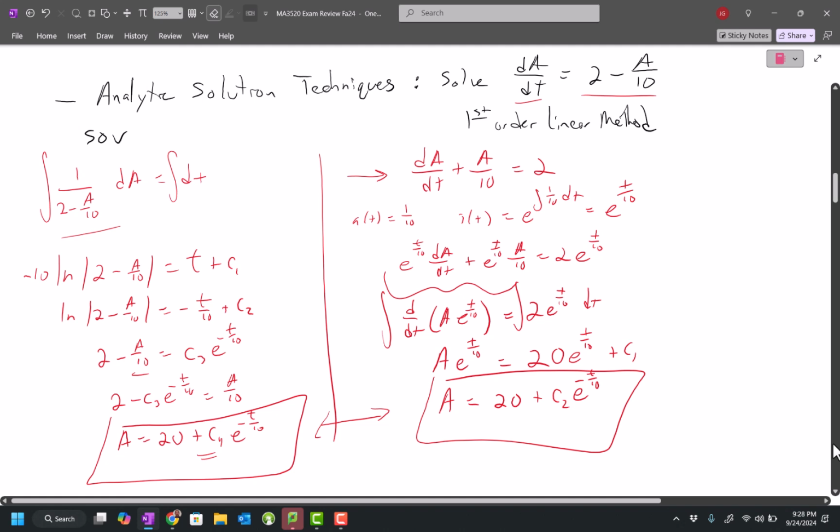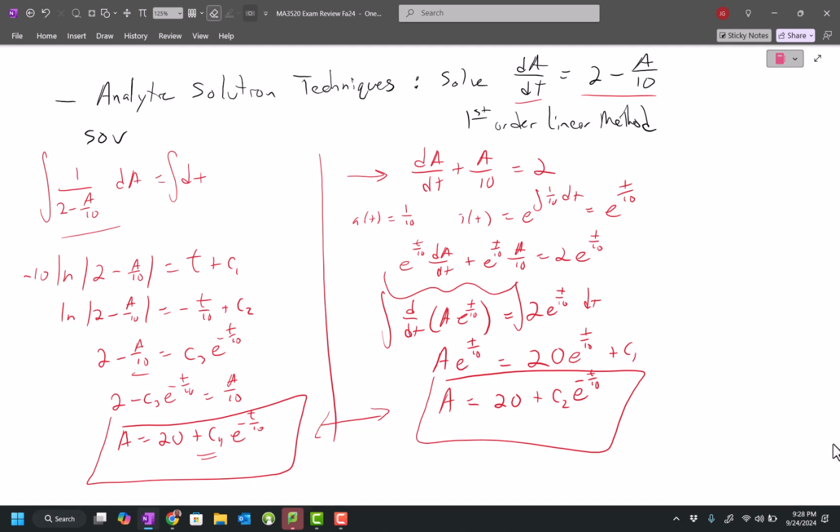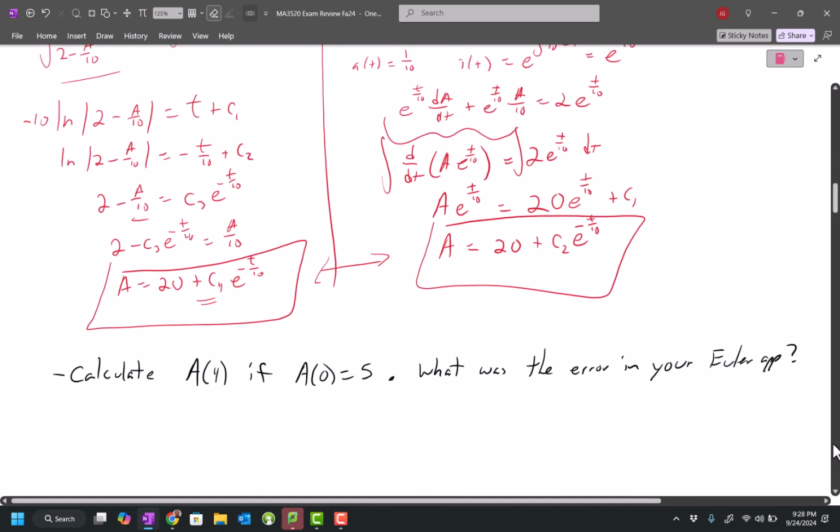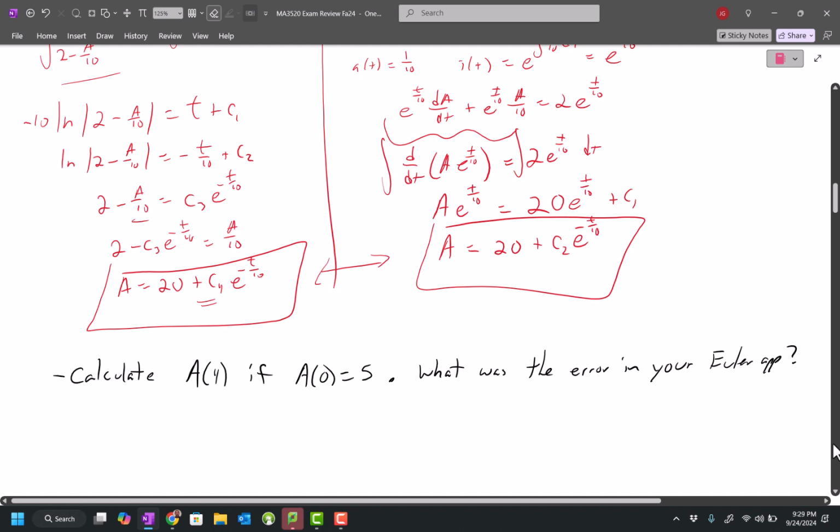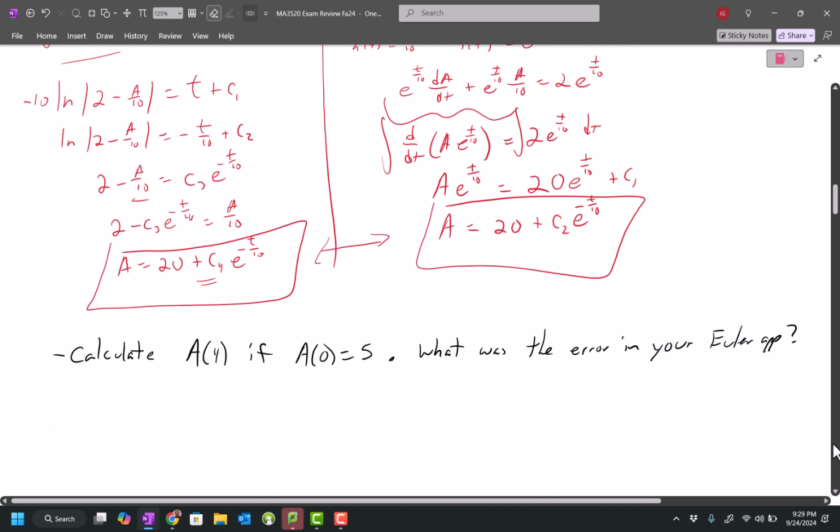So that completes the first order linear method. Now what could I do with my solutions? Well, if I want, I could calculate a of 4 if I knew that some initial condition was a of 0 equals 5, and then I could always calculate the error of my Euler approximation.